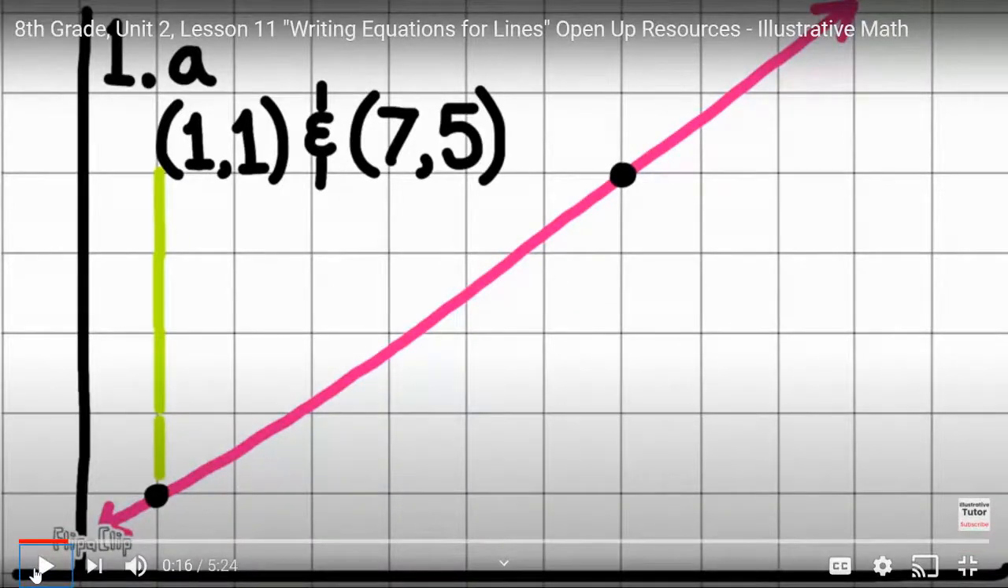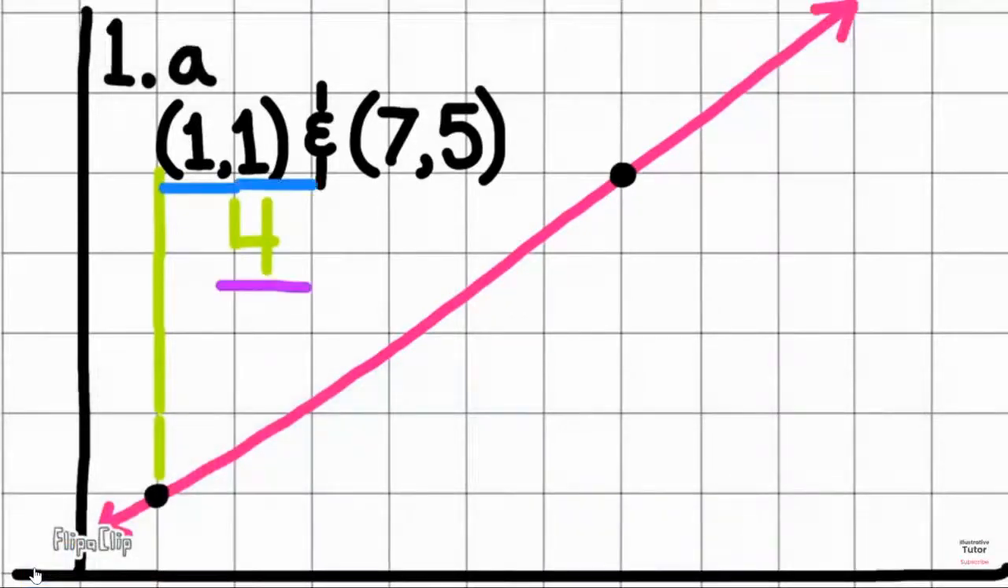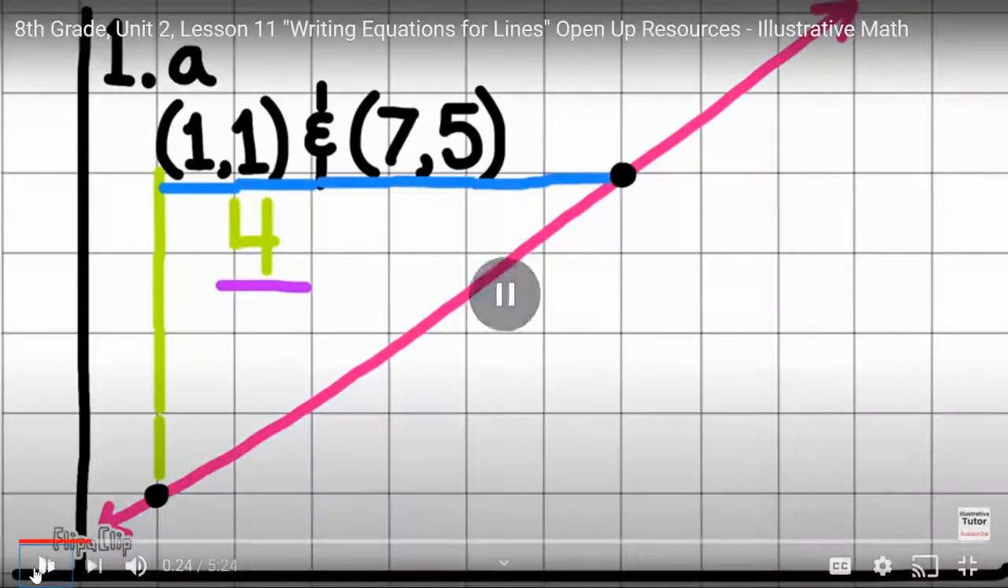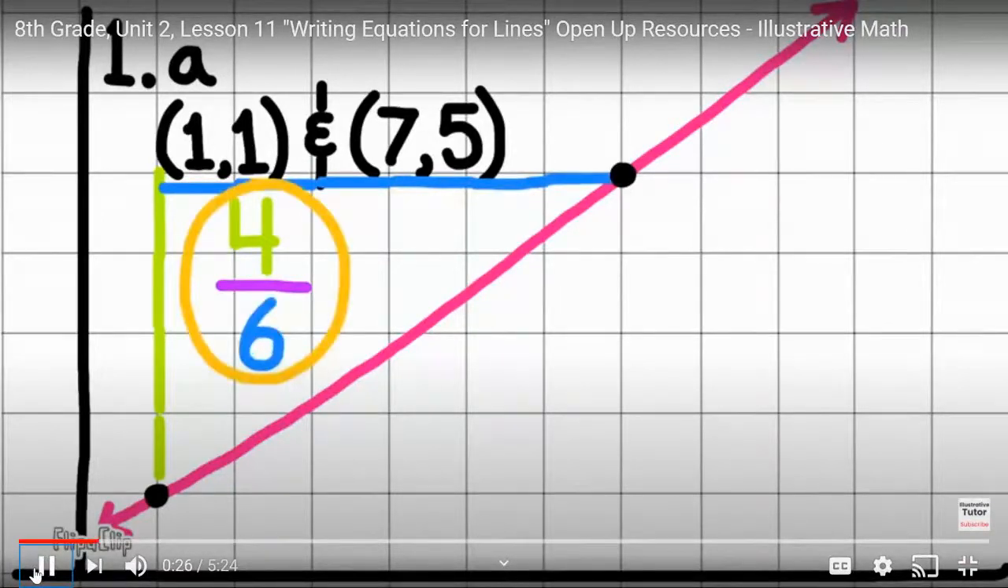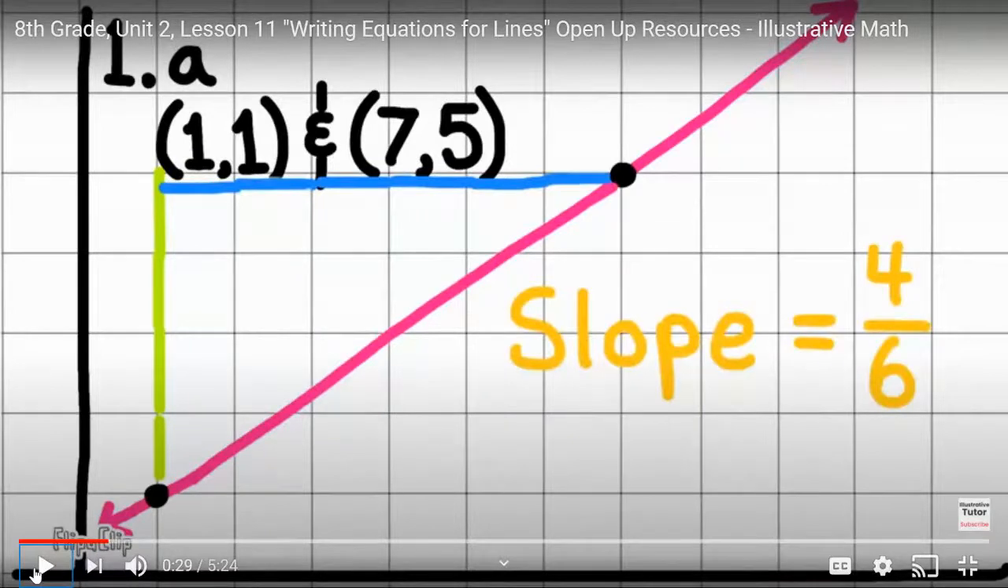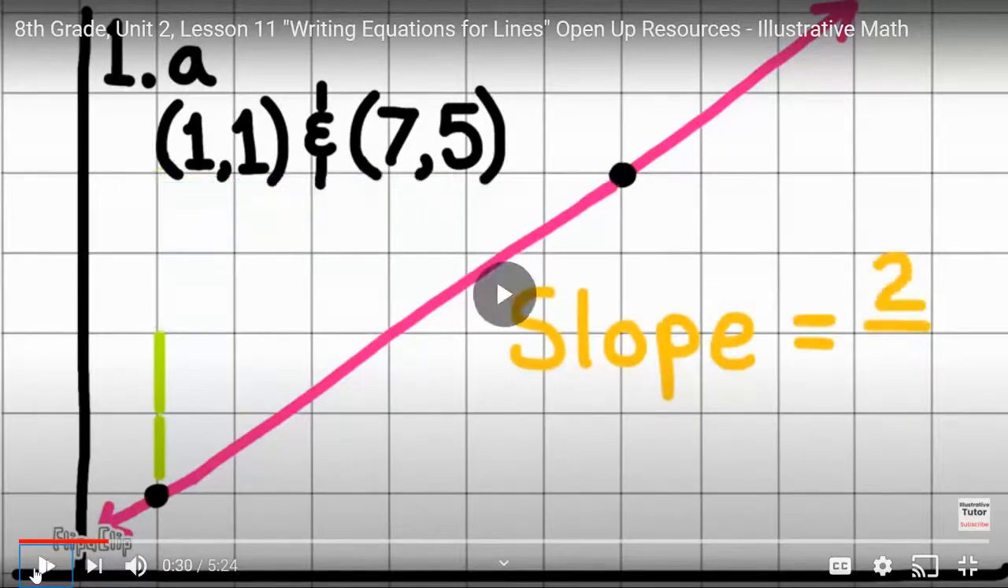We stop here because we are now able to turn right to get to our second point. So how many boxes did we just go up? 4. Then we're going to go to the right. How many boxes did we just go to the right? Good, 6. So we can say our line has a slope of 4/6.